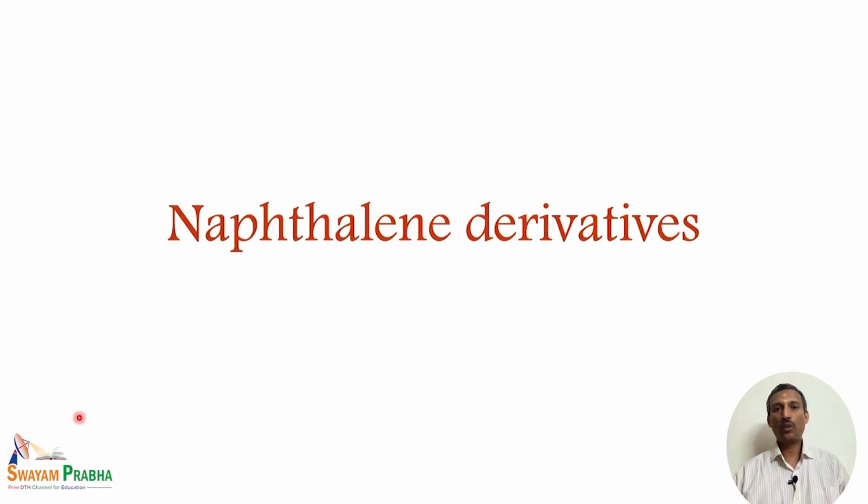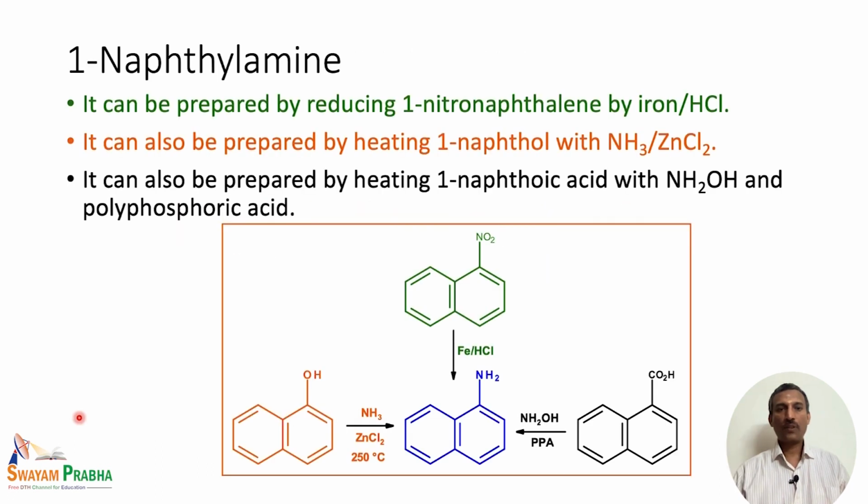So now we are going to look at naphthalene derivatives. The first one is naphthylamine. Naphthylamine can be prepared from various starting materials. The first one we are going to look at is from the nitro derivative. 1-nitronaphthalene on treatment with iron and HCl gives the corresponding amino derivative.